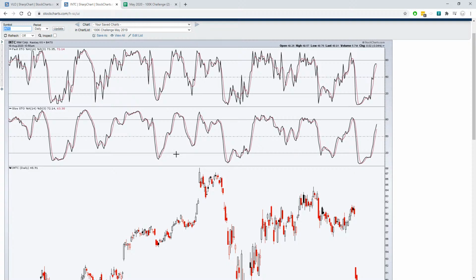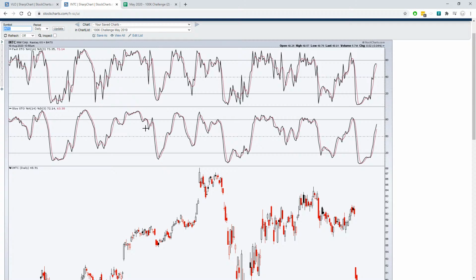So is it changing the actual readings here? No, not really. It's still telling us whether the price of the stock is high or low relative to the past 14 days, but it's just taking some of the extremes out, some of the big chops out, and giving something a little more reliable.